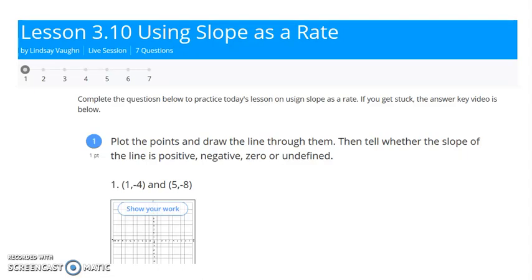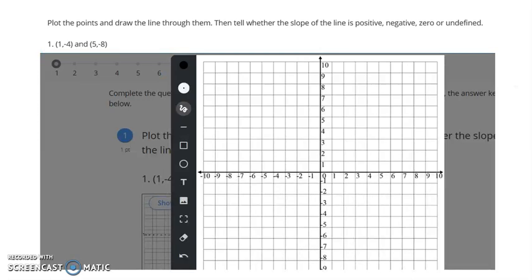Everyone, this will be for lesson 3.10 practice using slope as a rate and go formative. Let's go ahead and get started with number 1. Number 1 asks us to plot the points and draw the line through them. Then tell whether the slope of the line is positive, negative, 0, or undefined.